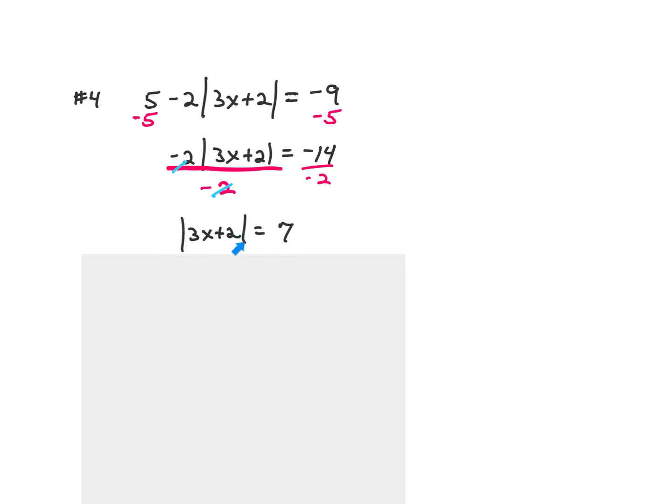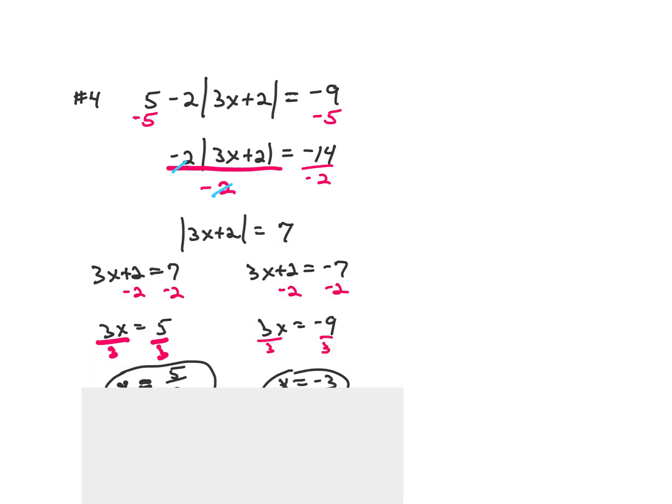Now that you have nothing but this absolute value bar, this is where you know that this equals 7 and it can equal negative 7. So you set up your two equations and you solve them. By 3x plus 2 equals 7, you subtract 2 from both sides. 7 minus 2 is 5.